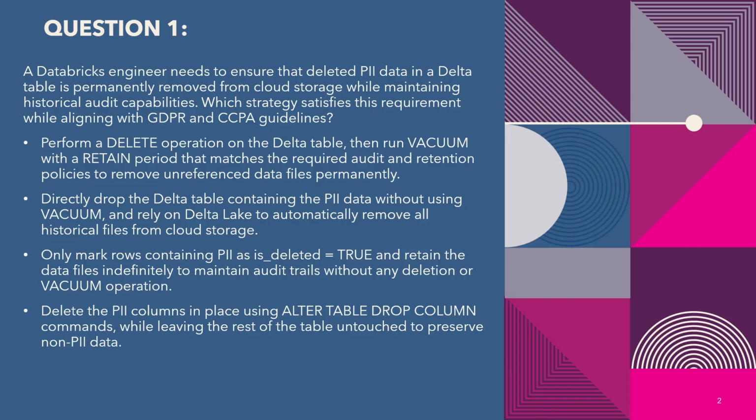Option D, delete the PII columns in place using alter table drop column commands, while leaving the rest of the table untouched to preserve non-PII data. Okay, that's all 4 options.